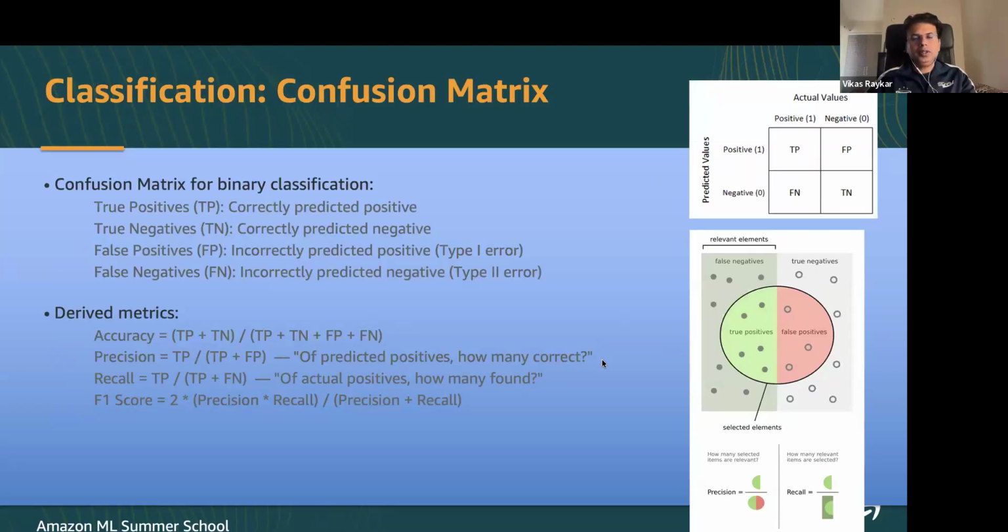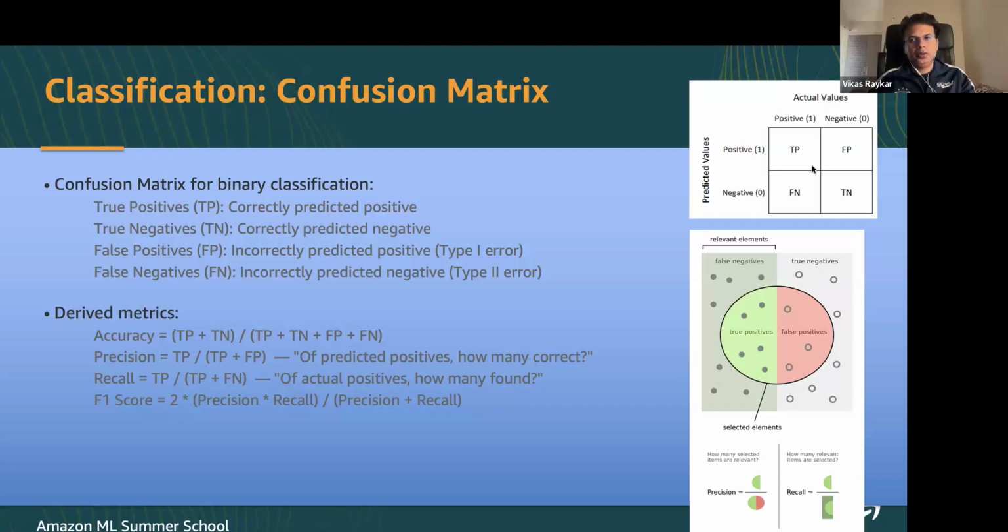The standard way to look at binary classification errors is via a confusion matrix. Let's take a look at the table on the right here. There is an actual value and the predicted value. The actual value can either be 1 or 0, positive or negative, and the predicted value can also be 1 or 0, positive or negative. This gives rise to four classes: true positives, false positives, false negatives, and true negatives.